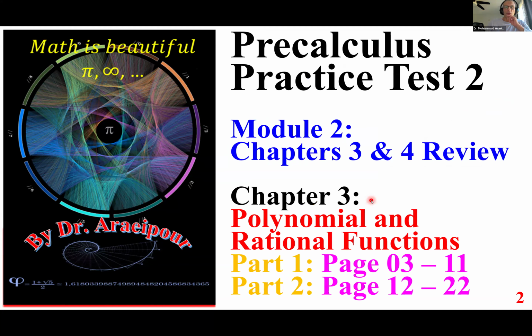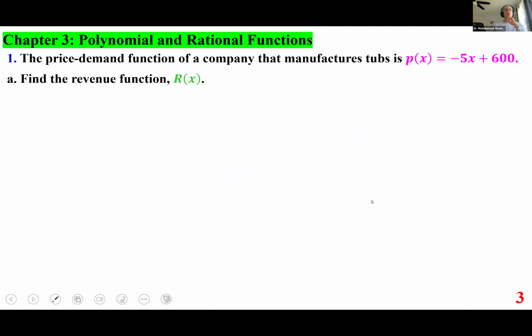So we are looking at Chapter 3, Polynomial and Rational Functions, and here's the first part. The price-demand function of a company that manufactures tops is P of x equals minus 5x plus 600. Find the revenue function R of x. By definition, the number of units x times the price would be R of x. So we get minus 5x squared plus 600x.